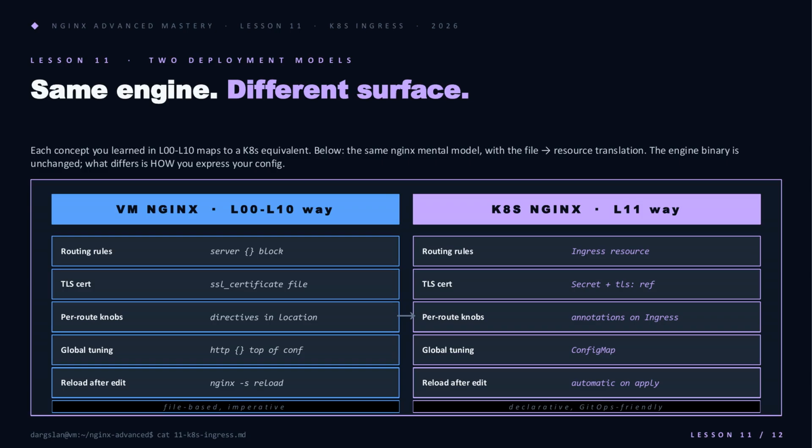Routing rules that lived in a server block become an ingress resource. The SSL certificate file becomes a secret referenced under TLS. Per location directives move up to annotations on the ingress. Global HTTP block tuning moves into a ConfigMap, and that manual nginx -s reload is gone. Apply the YAML. The controller reloads for you. File-based and imperative on the left, declarative and GitOps friendly on the right. Same mental model, new packaging.